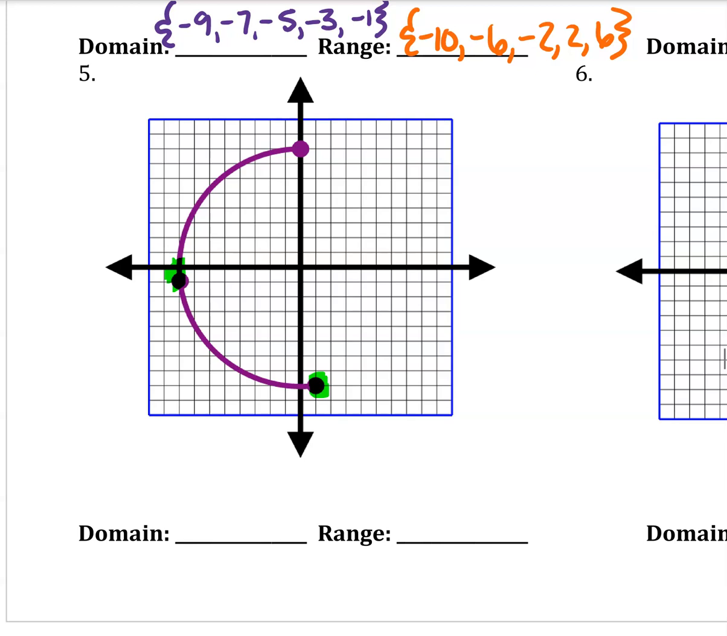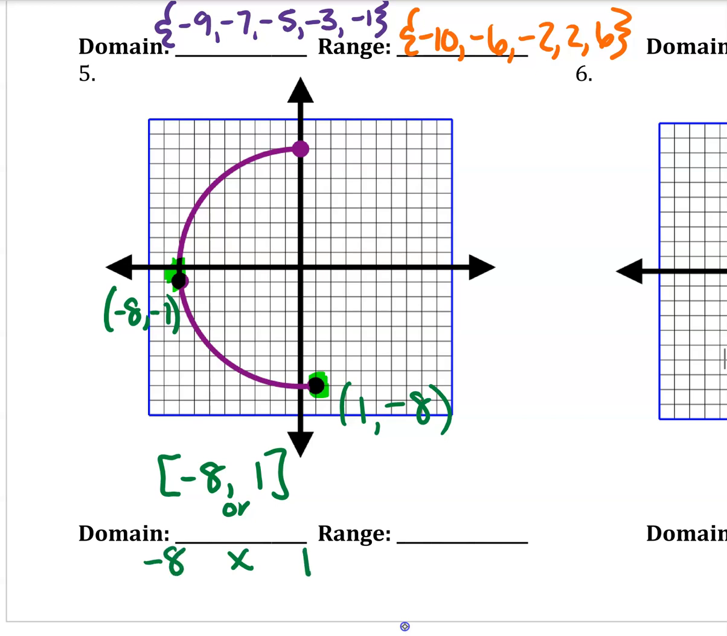So this point right here that I highlighted in green, the first one, is at (-8, -1). Let's see. There we go. This guy right here is at (1, -8). So my x's are starting at my smallest, which is -8, going to my biggest, which is 1. Or if you're doing it in that inequality notation, you put your x in the middle, -8 on the left, biggest on the right, which is 1, and then put your less than or equal to's in there.